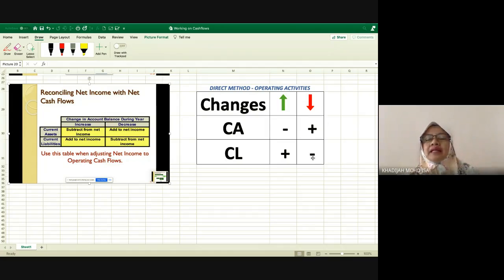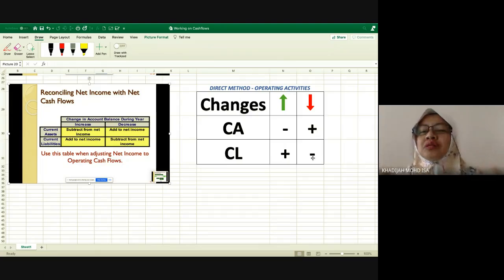Normally, we say that if a current asset increases, we plus, because an increase in your current asset should be positive. But here you look at it the other way around. If current asset increases, you minus. If current asset decreases, you plus. Current liability, by the way, an increase is not favorable. But for the purpose of this direct method, whenever there's an increase in your current liability, you add. If there is a decrease, you minus.